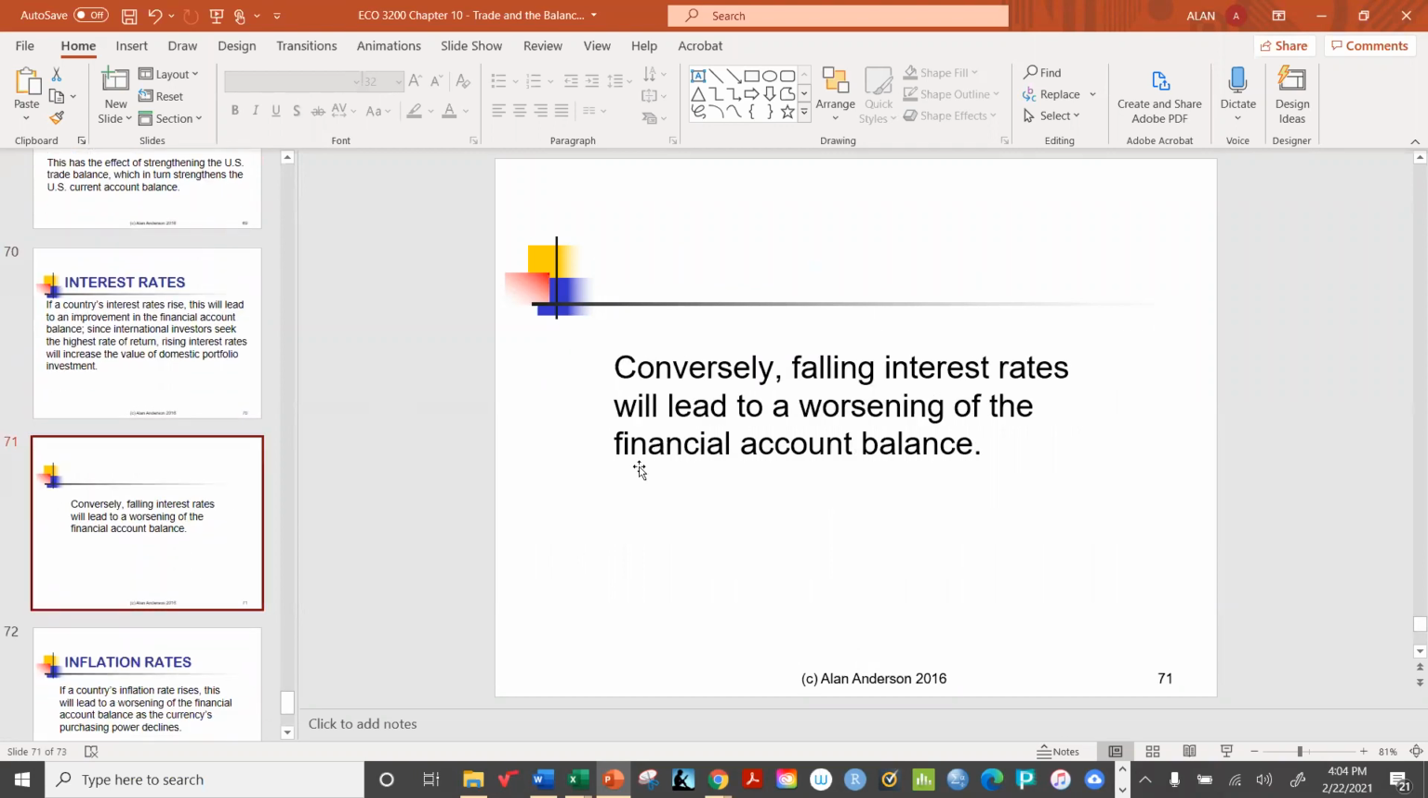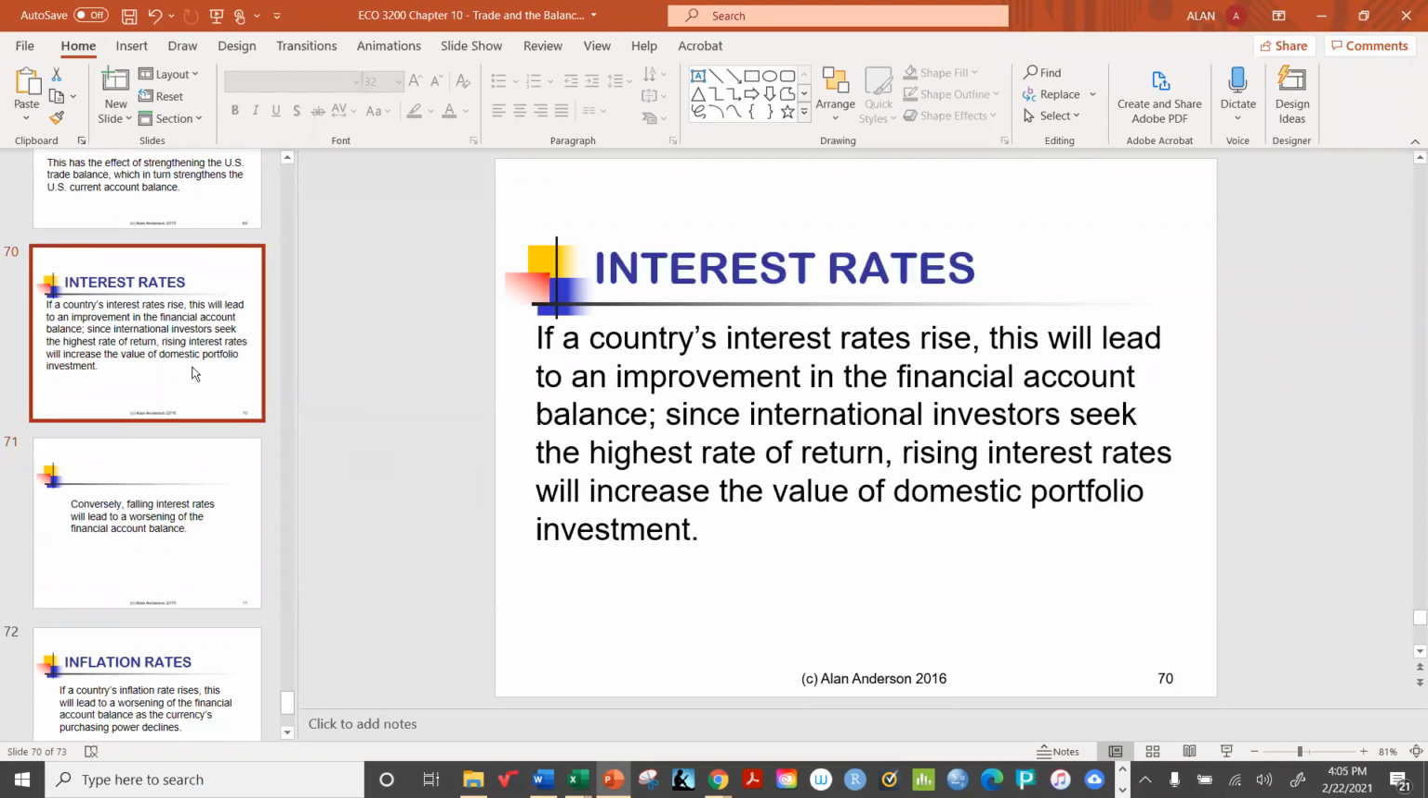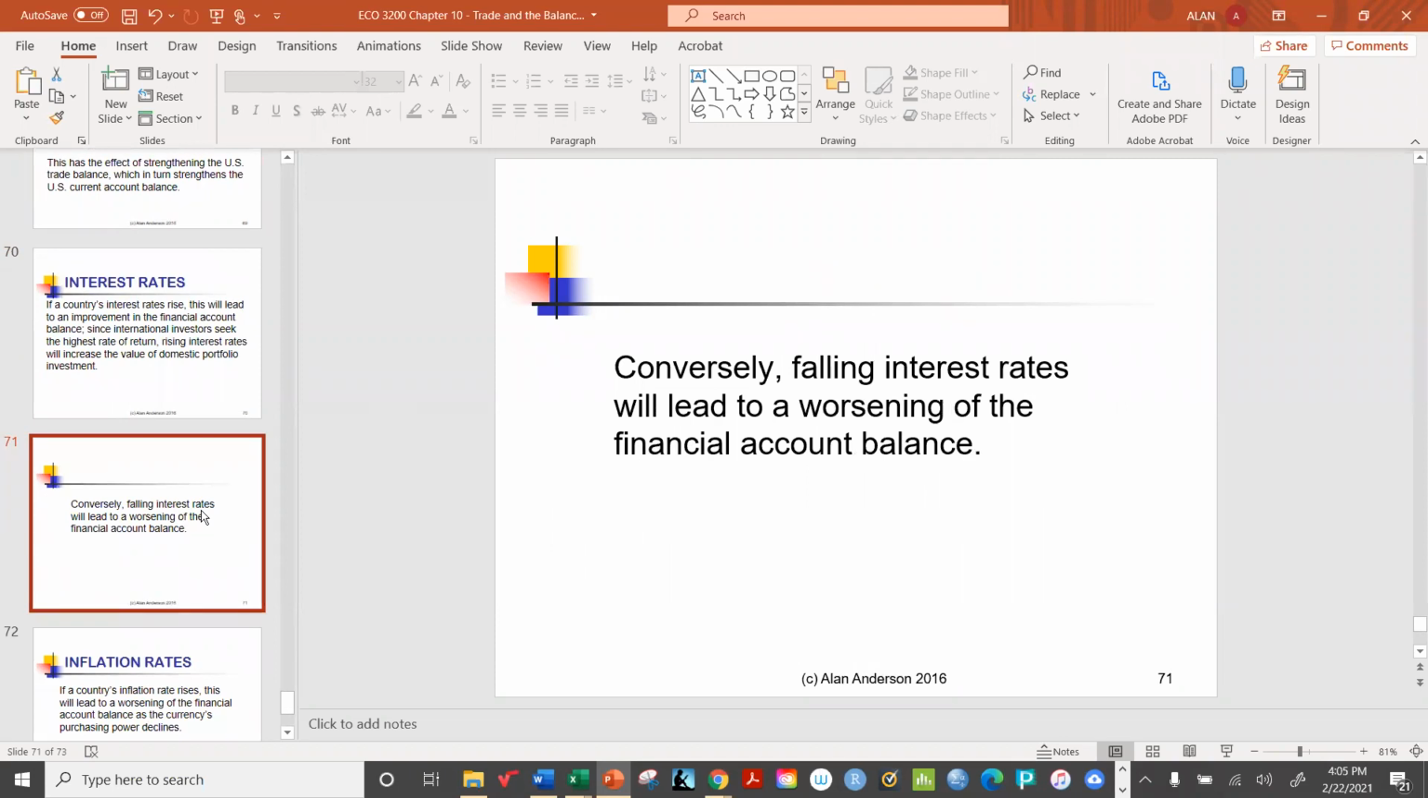Okay. So higher interest rates in the US improve the financial account balance. Falling interest rates have to do the opposite.